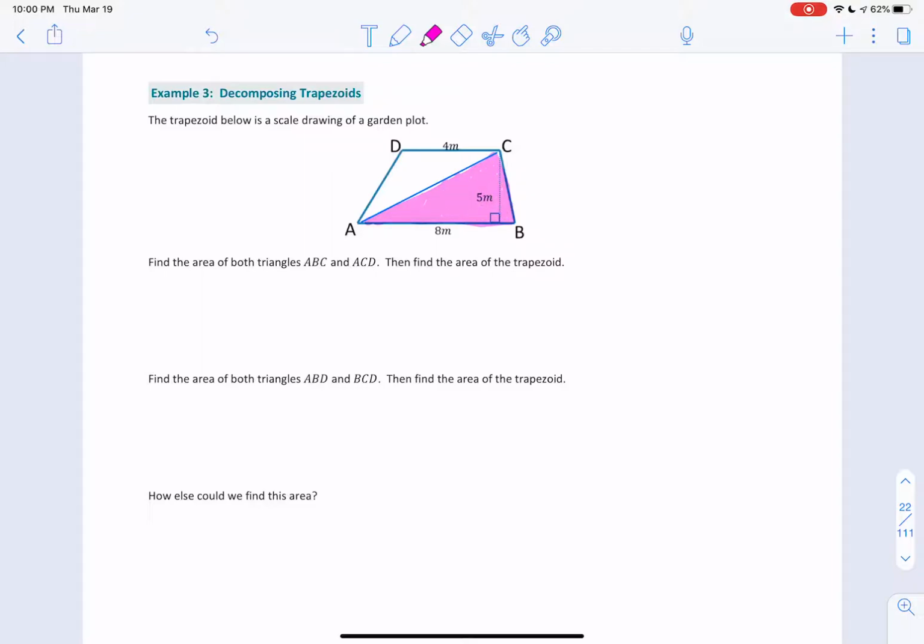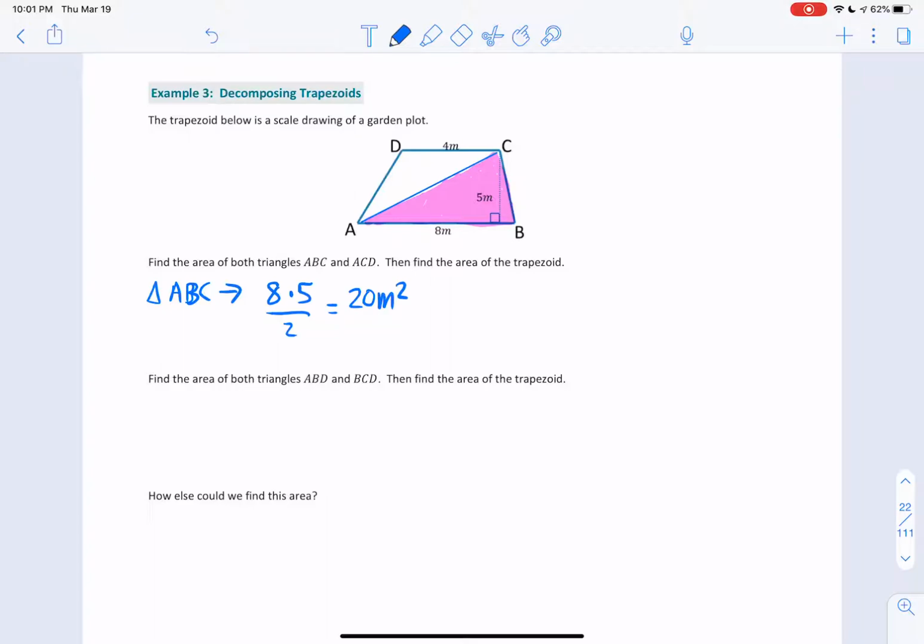I want to find the area of this triangle ABC. The area of triangle ABC, I need to know its base. I need to know its height. And then I divide by 2. 40 divided by 2, 20 meters squared. Right? Now I want to find the area of the triangle ADC.